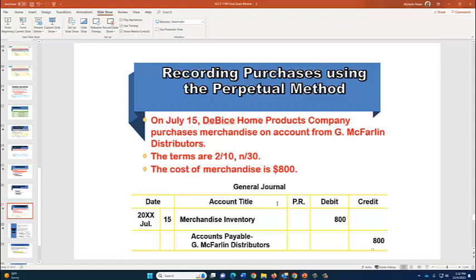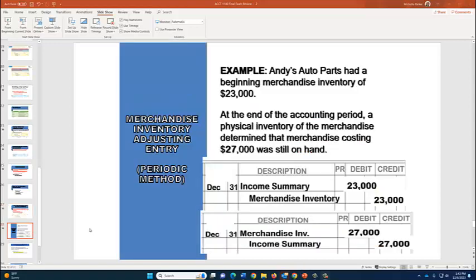In this case, we purchased merchandise on account from McFarland Distributors for $210 net 30. The cost of the merchandise is $800. So we're going to debit merchandise inventory for $800 and then credit accounts payable.